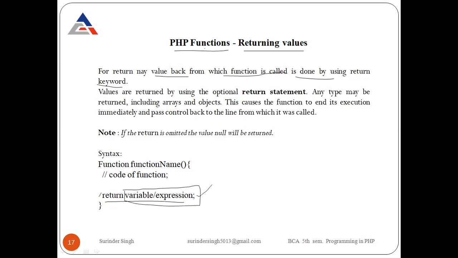Values are returned by using the optional return statement. Any type may be returned, including arrays and objects. This causes the function to end its execution immediately and pass control back to the line from which it is called. If a function has some return value, then it will return the value to where it is called.